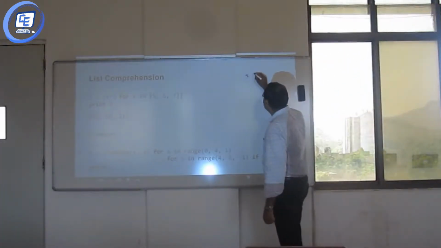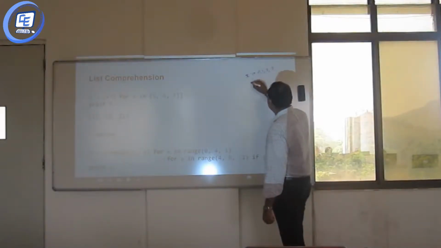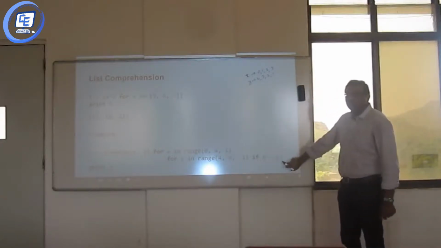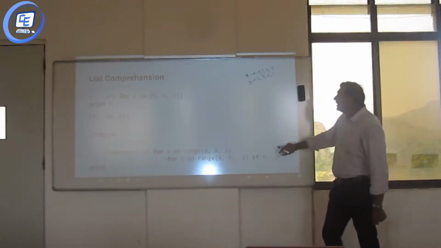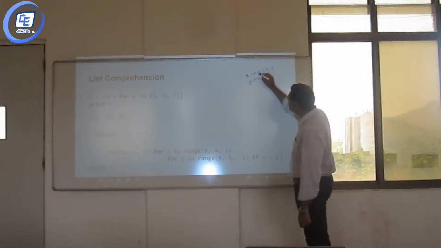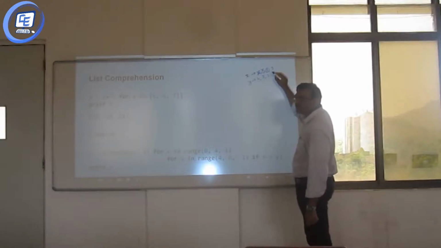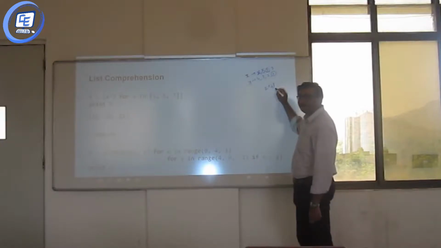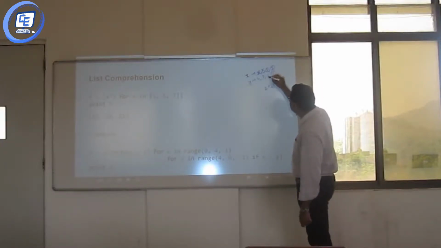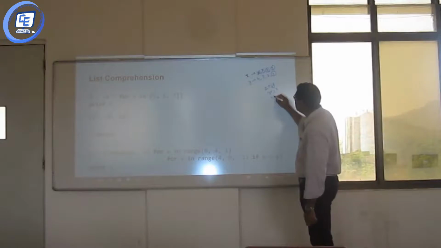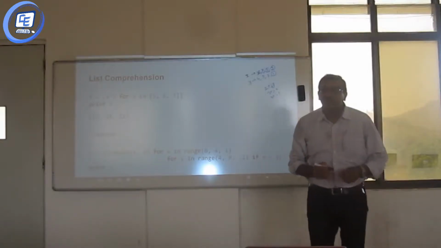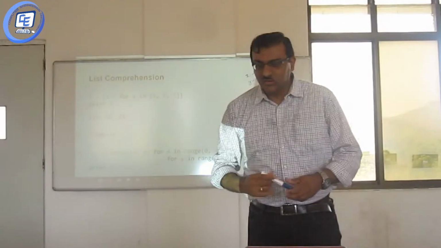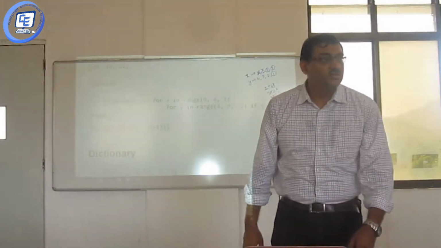So X is 0, 1, 2, 3 and Y is 4, 3, 2, 1, and we have X greater than Y. So this is not possible, this is not possible, this is possible with this. So we will get 2 plus J1. Then this is possible with 3, 2 and 1. So 3 plus J2 and 3 plus J1. These are the only numbers you should get. Can you press shift enter? You should get that output.